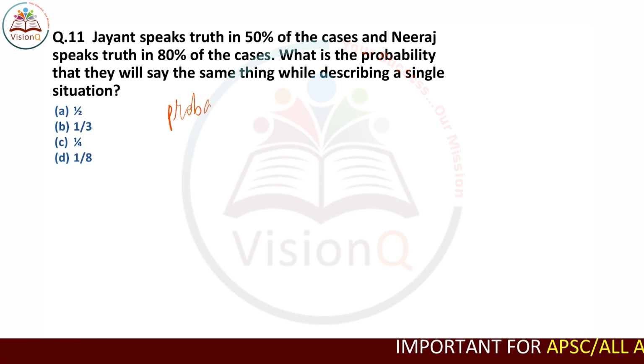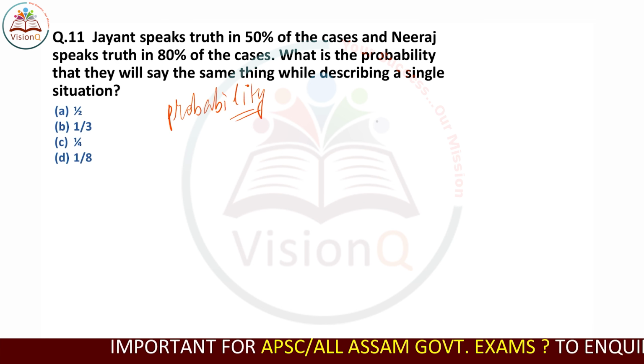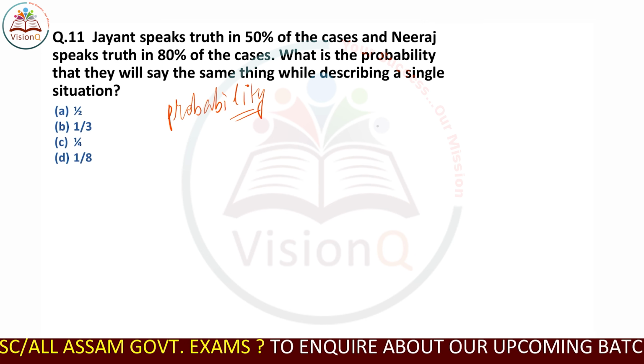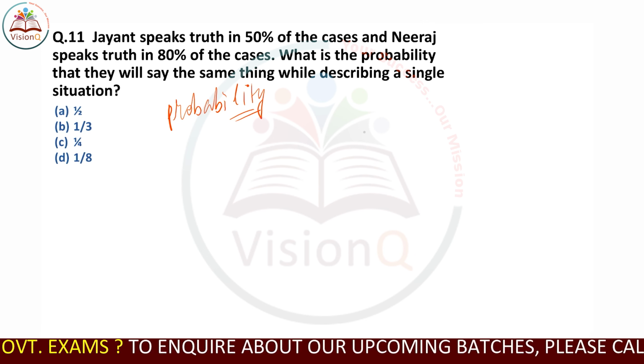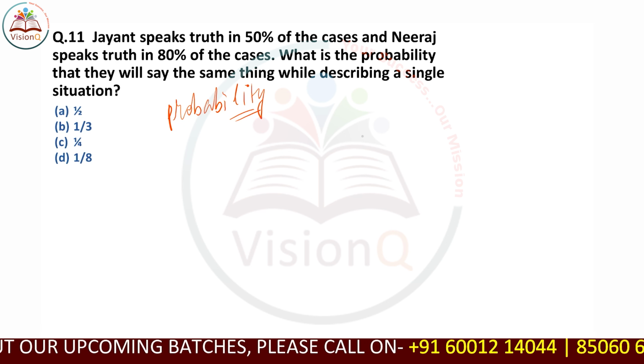So this question number 11 is a question of the topic of probability. It says that Jayant speaks truth in 50% cases and Neeraj speaks truth in 80% cases. What is the probability that they will say the same thing while describing a single situation?